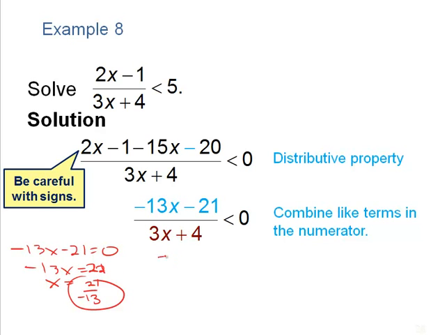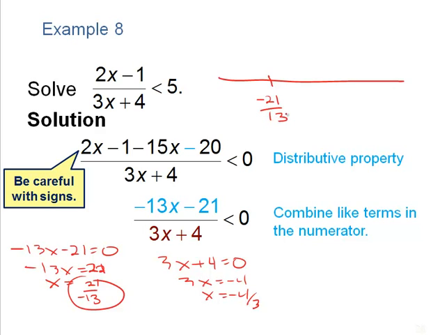And then the bottom, right? 3x plus 4 equals 0. So 3x equals -4. X equals -4/3. Not much better. We would go to our number line and put these two on the number line. So we've got -21 over 13 and we have -4/3. We have to check each of these zones, right, with our original equation.